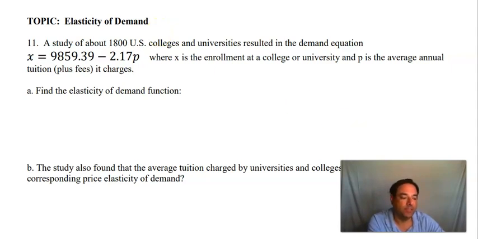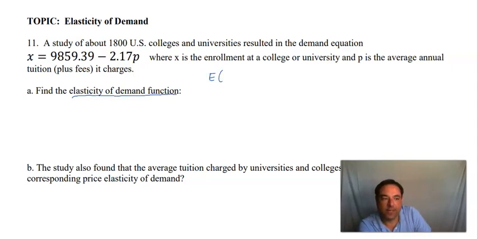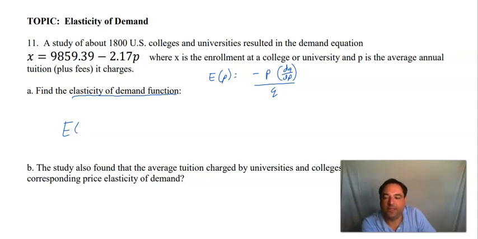So, for elasticity of demand, we have a formula. To find the elasticity of demand at a certain price, it always starts with negative p, for price, times the derivative of demand with respect to price, all over demand. Okay, so we're going to follow that formula and simplify.